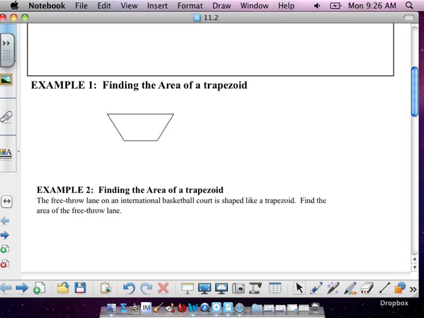Okay, so we've got a trapezoid. My height's 4, one base is 6, one base is 8. Okay, so this is really simple. We just stick it into that formula.